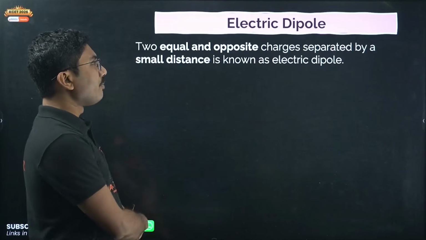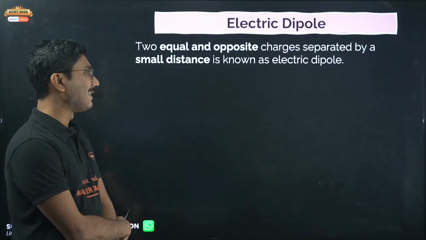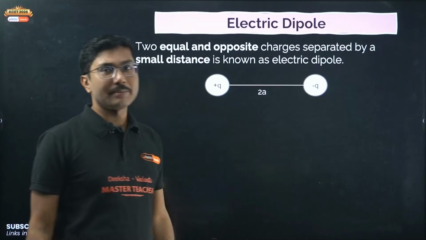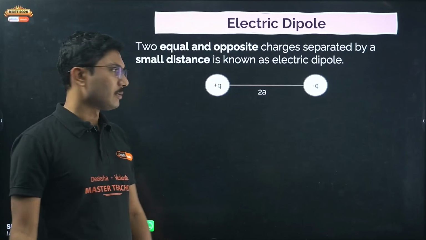Let's move on to electric dipole. Two equal and opposite charges separated by a small distance is known as an electric dipole. So here we have plus q and minus q, the distance between them is 2a, and that is a very small distance, in the order of micrometers.